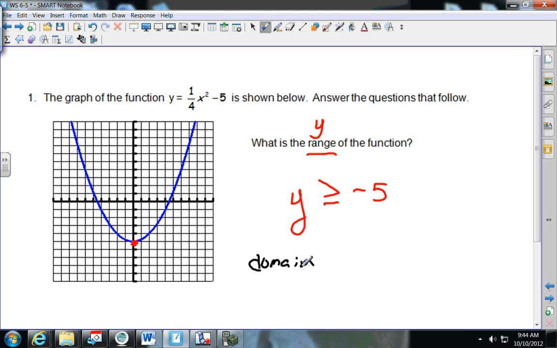Now the domain, remember domain is x. The x goes left to right. What's happening if I continued to make this graph larger, what would happen to my parabola? It would get fatter and fatter and keep going, going, going. Well, the only thing you can do with that, because it goes to the left and to the right, it's going to be all real numbers.